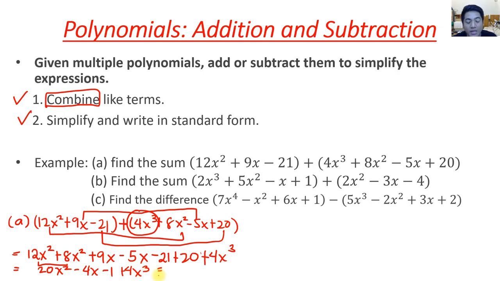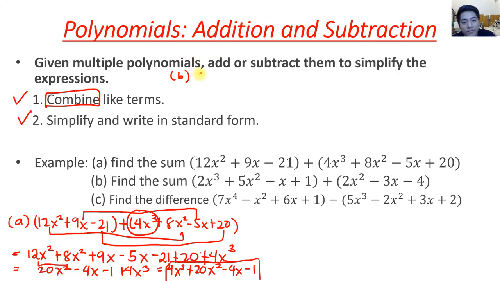So it is best practice to write first the highest degree, down to the lowest degree. So we can rewrite the answer as 4x cubed plus 20x squared, okay? And then we have plus 4x minus 1. So this will be our final answer in just adding these two polynomials. So moving on to letter B.